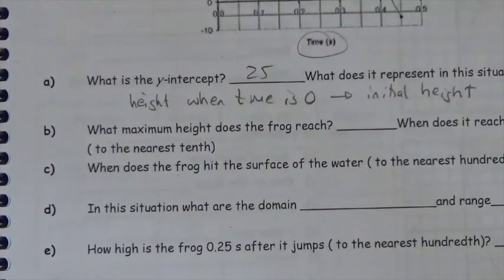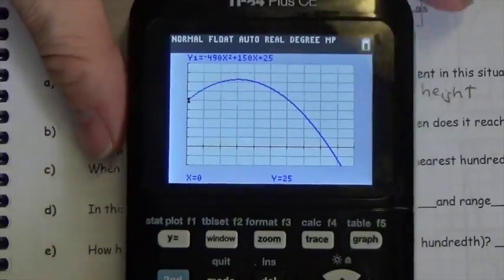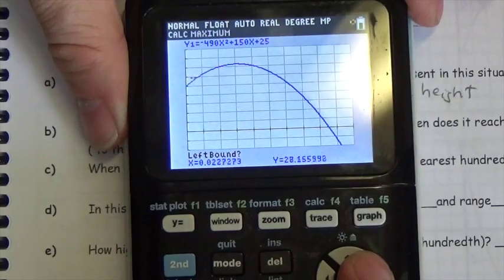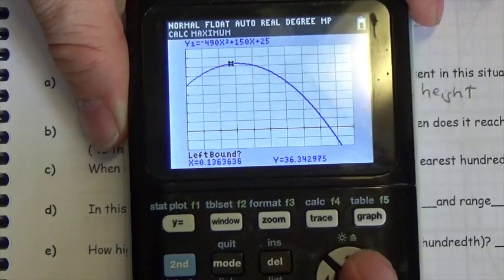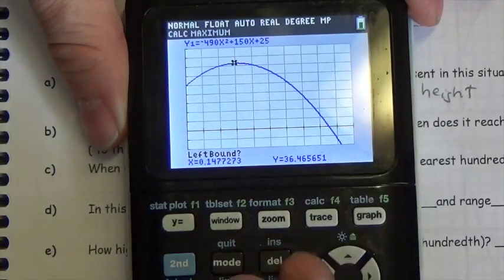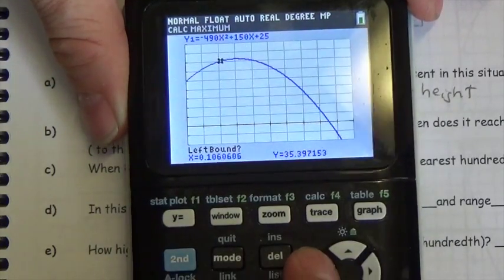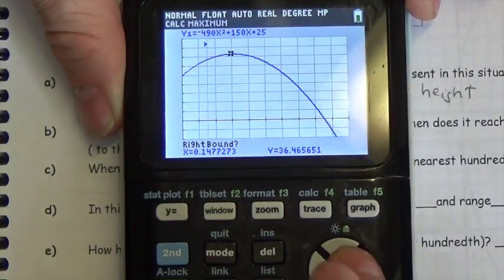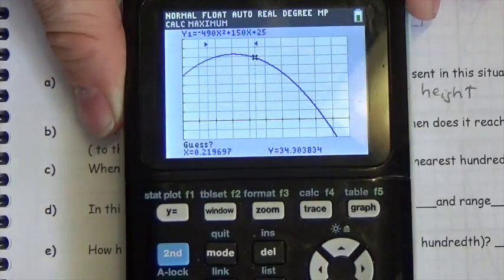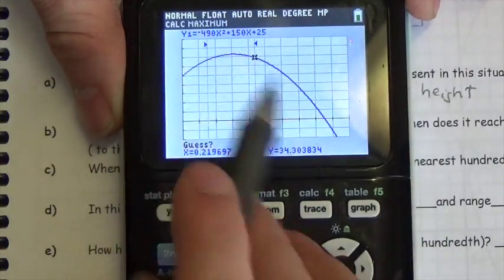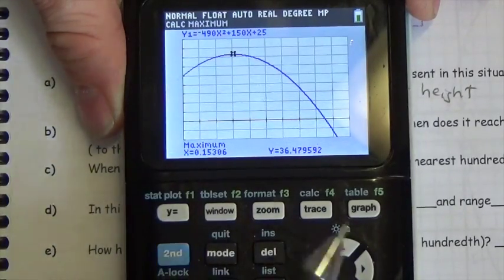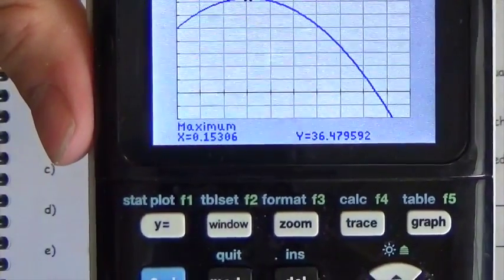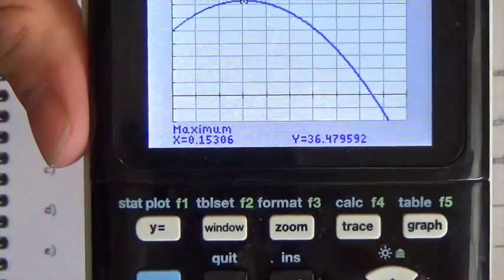All right, the next question says, what maximum height does the frog reach? Well, we know how to find that too. Second trace, we're going to use the maximum feature here. I'm going to move my cursor so it's roughly over the position I want, somewhere here. The calculator's asking for a left bound, so I move my cursor to the left, press enter, go back, then move my cursor to the right, press enter. As long as my maximum is somewhere between those two lines, when I press enter again, it will give me the maximum of 0.15 and 36.5.